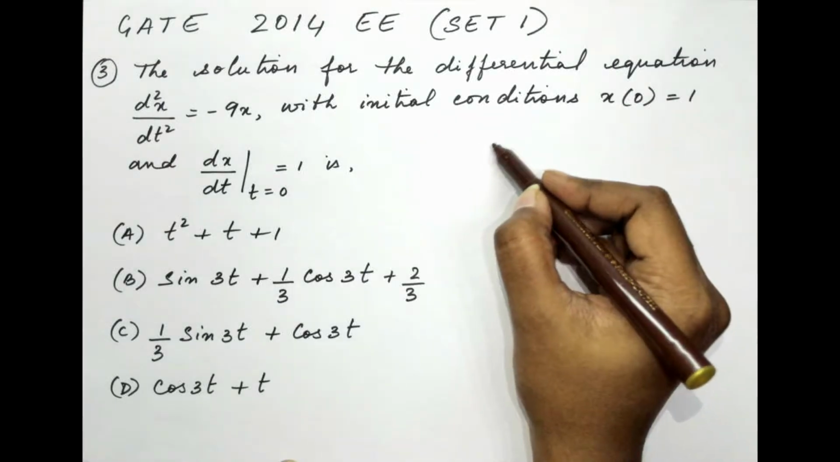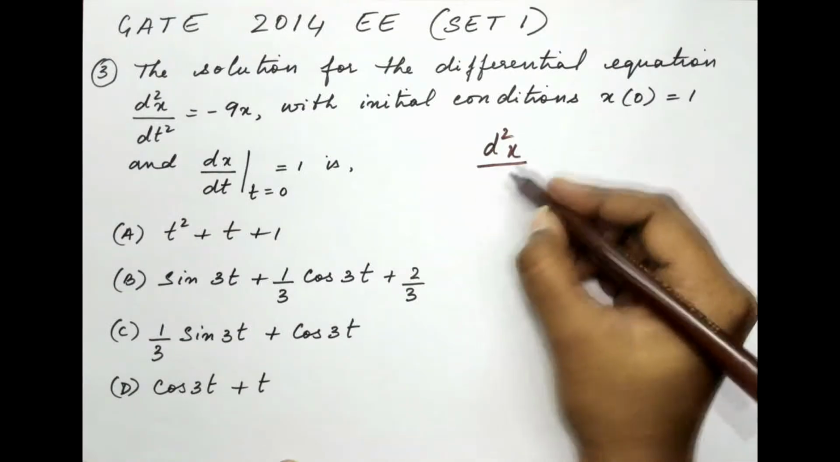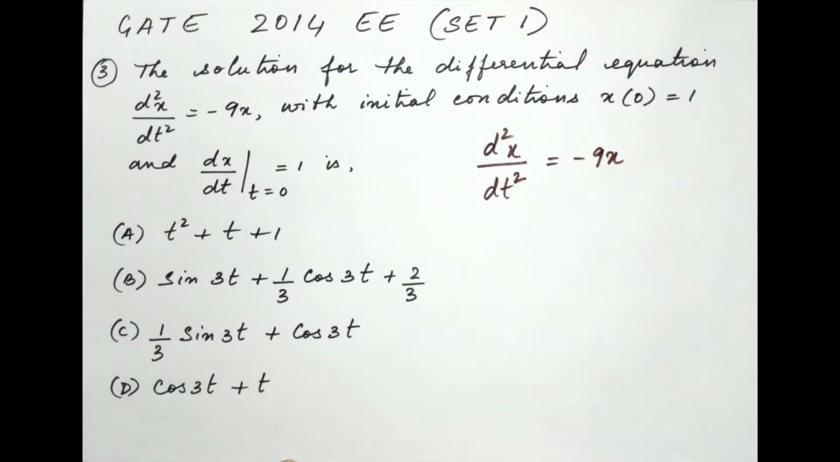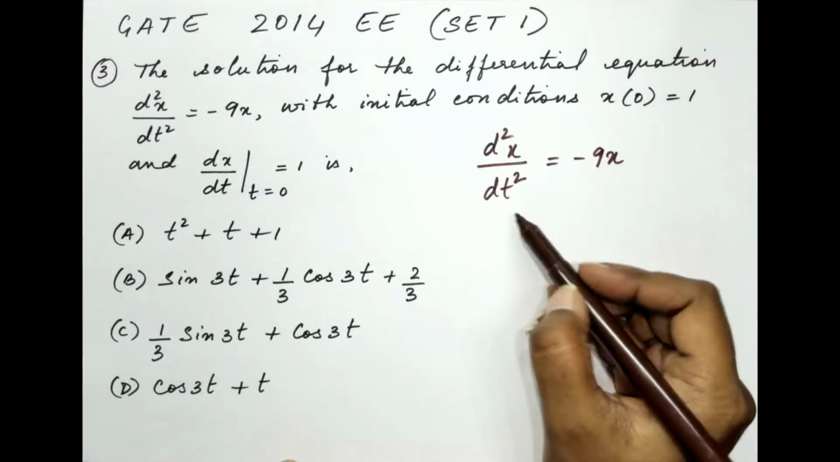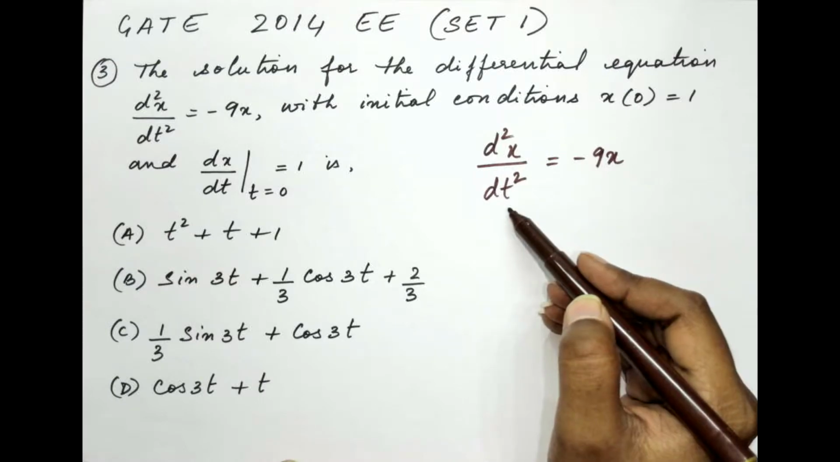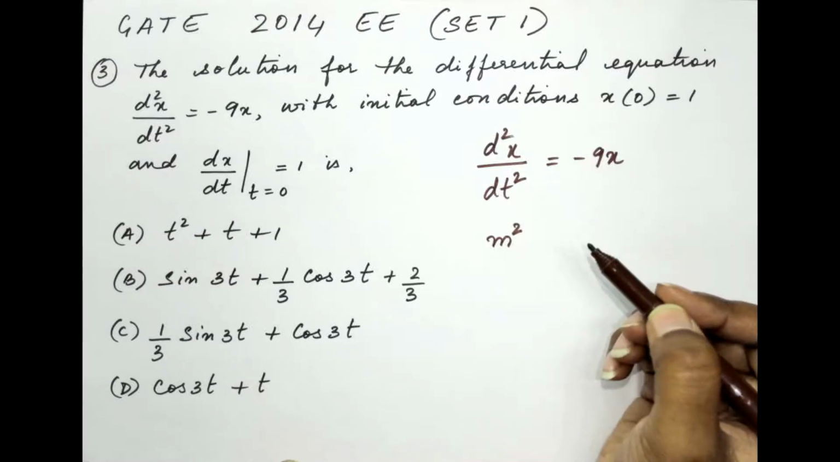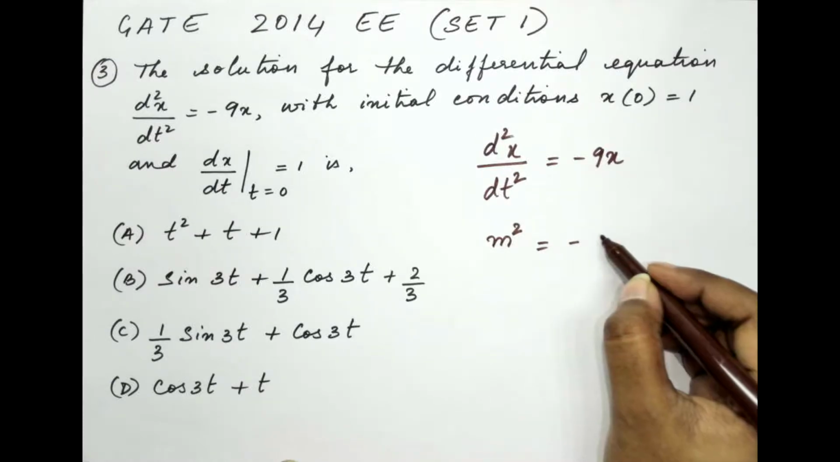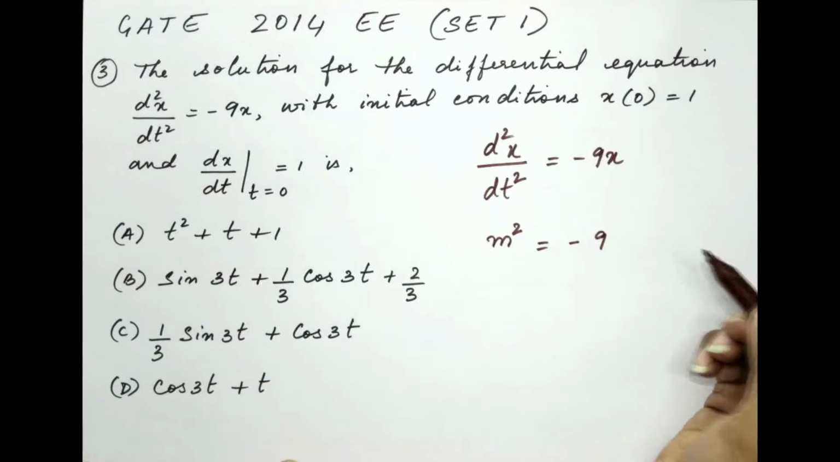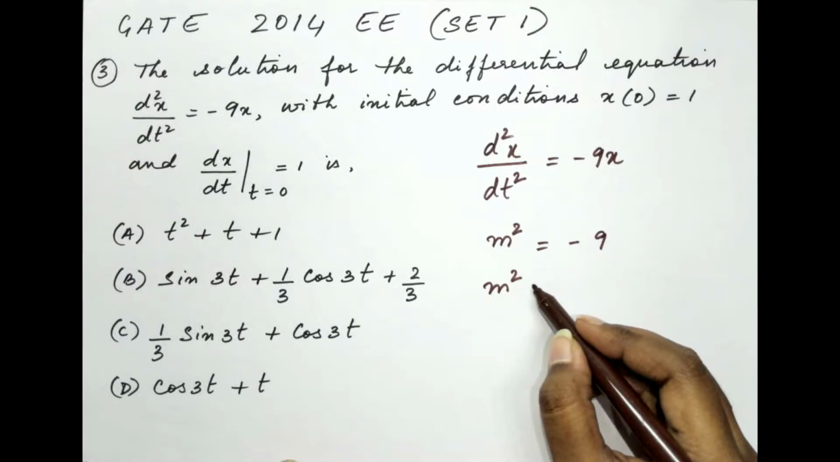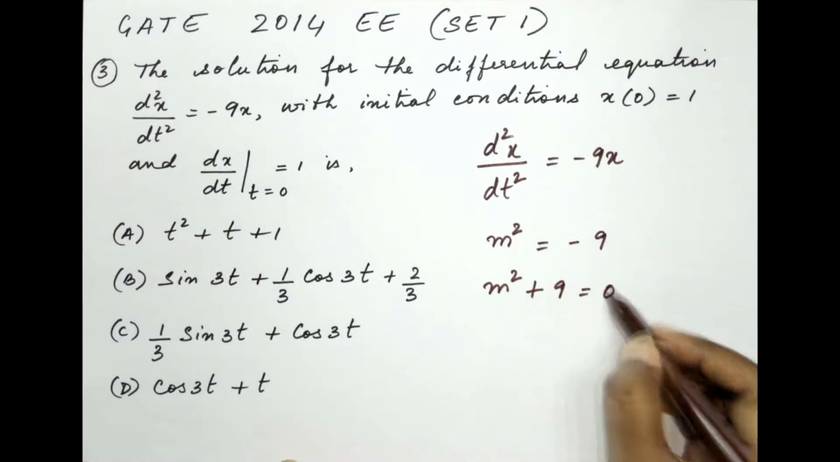The equation given is d square x by dt square equals minus 9x. In order to find the solution, the very first step is to write the auxiliary equation. For the auxiliary equation, we can write dx by dt as m, so d square x by dt square is written as m square. So m square equals minus 9. Let's bring it to one side. We would write this as m square plus 9 is equal to 0.